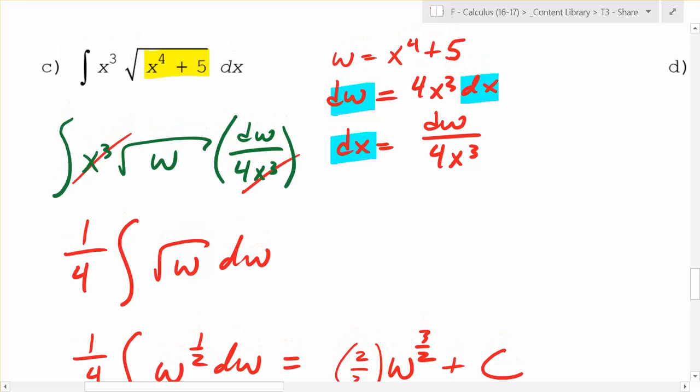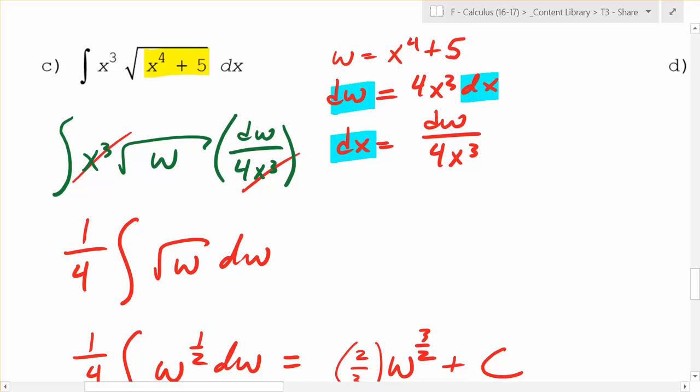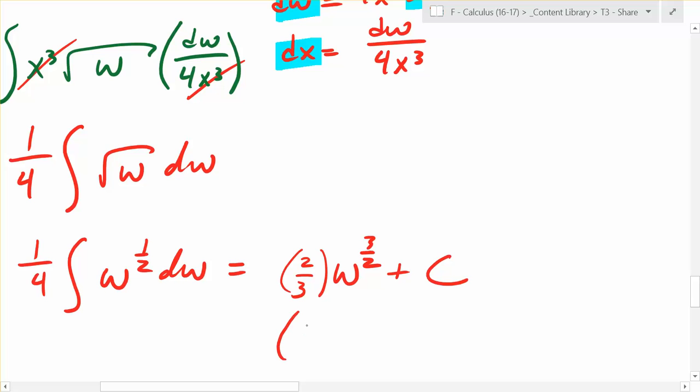C. But what does w equal? Look at 4x plus 5. x to the 4th plus 5. No, it's fine. It was close. It's close enough. So what do you get here? 2/3 times what? X to the 4th plus 5 to the 3/2, plus C. That would be your final answer right there.